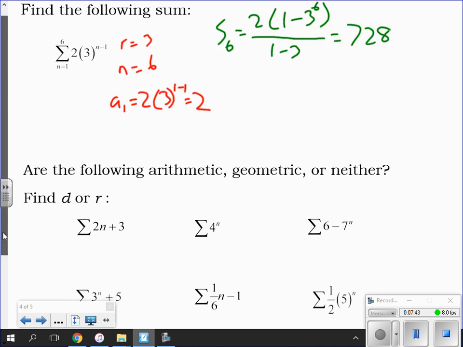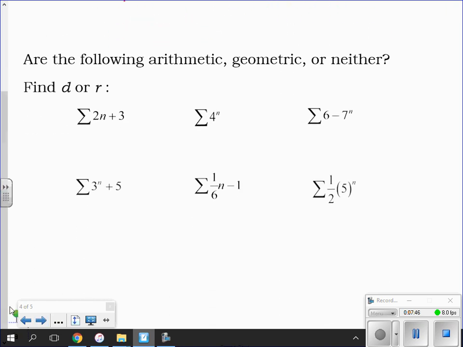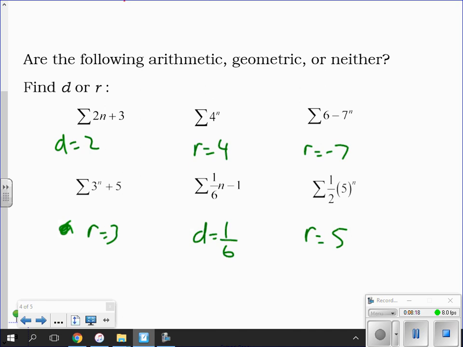Now, the next ones here are arithmetic or geometric. Remember, if it's linear, if you're multiplying n times the number, then it's arithmetic. If you have some number raised to the nth power, it's geometric. This is arithmetic, and our d is 2. This is geometric, our r is 4. This is geometric, and our r is -7, because it's a -7 to the power. This is geometric, and our r is 3. This is arithmetic, and our d is 1/6. Then this is geometric, and our r is 5.